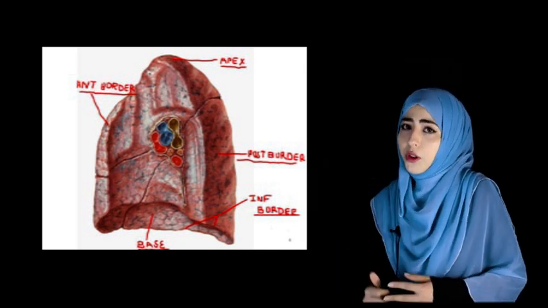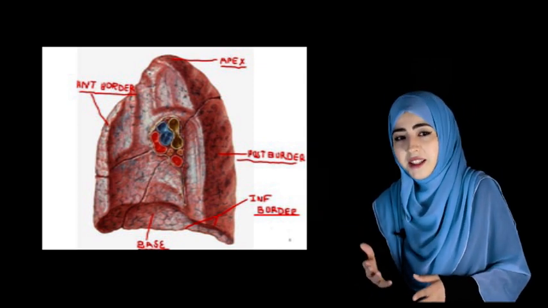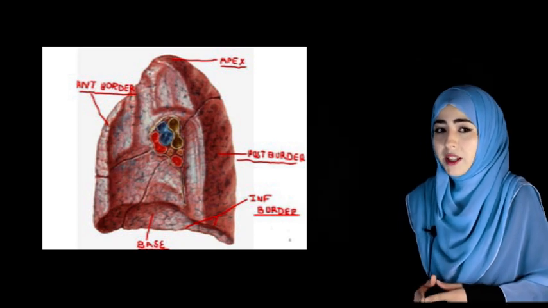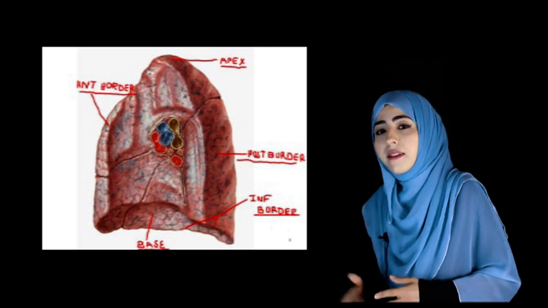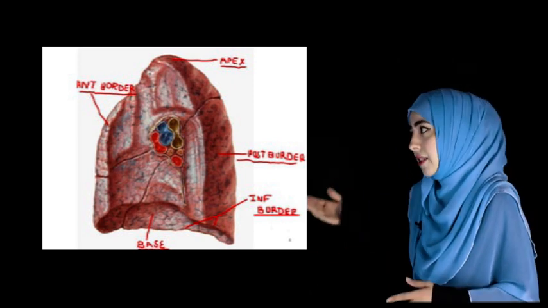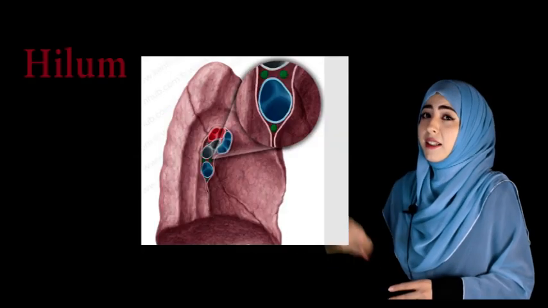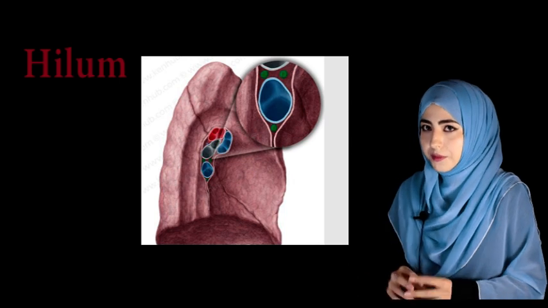The posterior border of lung is where the costal and mediastinal surface meet. Posteriorly, it is broad and rounded and lies in the cavity at the side of the thoracic region of the vertebral column. This structure in the lung is called the hilum of the lung.